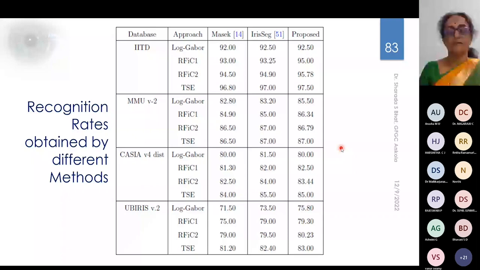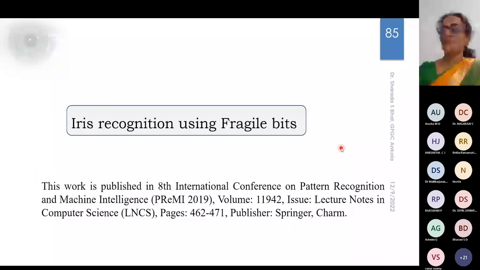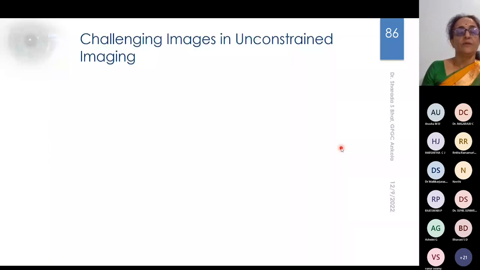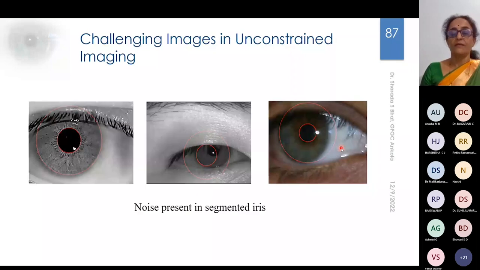Let us quickly go to another recognition framework using fragile bits. After completing this, I think we can take up the questions. But this one is the fragile bits. Already we have seen this.